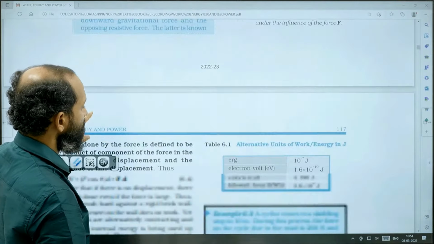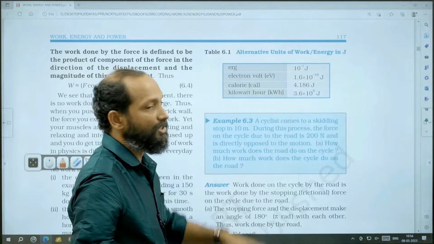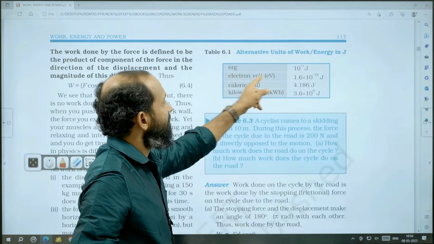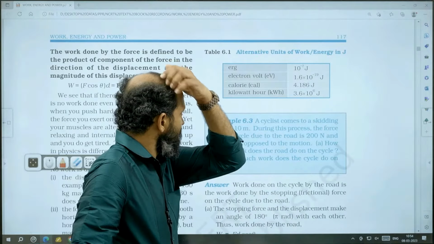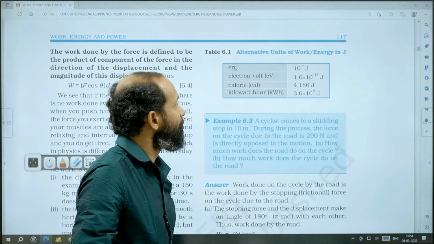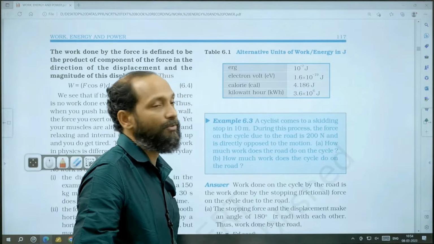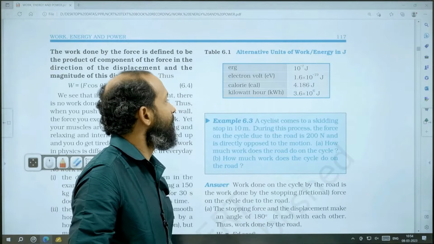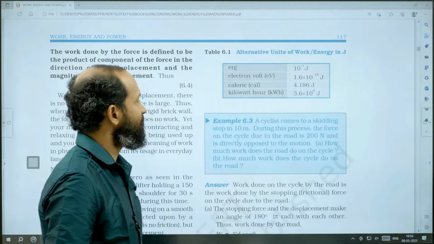Now, the work energy theorem, and also this box is quite important. Erg is also a popular unit of energy, 10 power minus 7 joule. Electron volt, a very popular one, is 1.6 into 10 power minus 19 joule. Calorie is 4.186 joule. Kilowatt hour is 3.6 megajoule, and watt hour is 3.6 kilojoule.